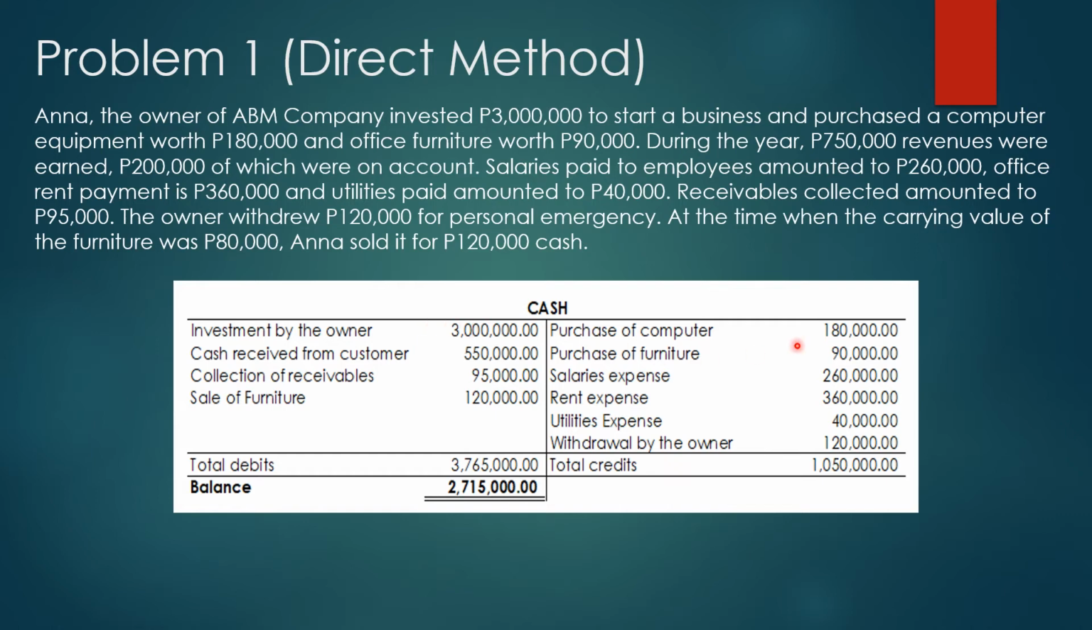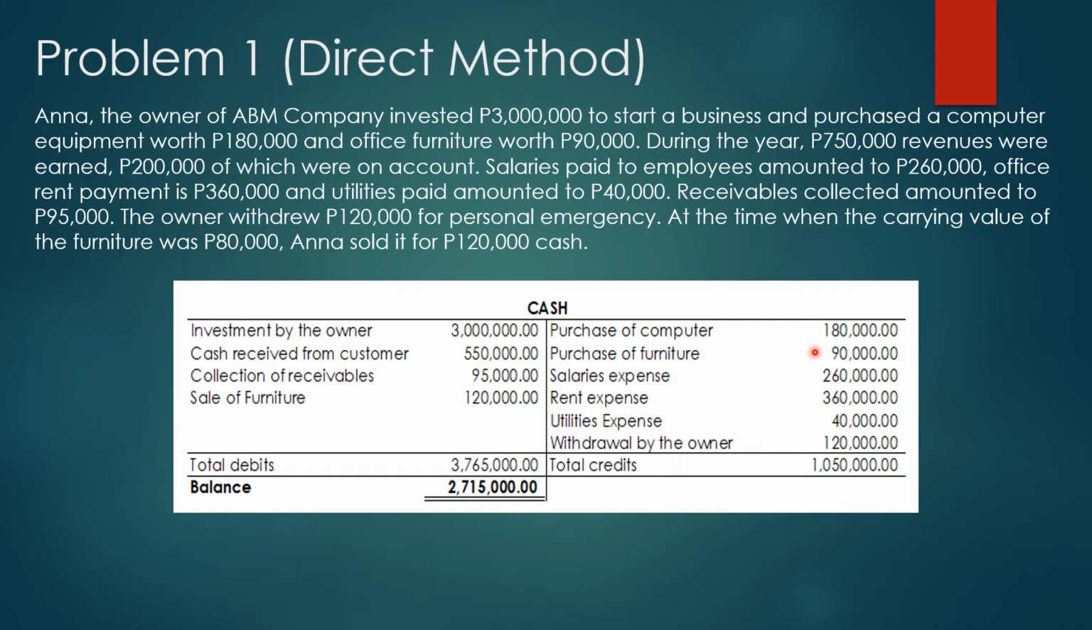Right. Next, purchase a computer equipment worth 180,000. So, purchase daw, ayan, 180. So, again, bumili ka. So, kung bumili ka, nagkaroon ka ngayon ng cash outflow. Kaya nasa credit side siya. Same with the office furniture worth 90,000. So, same din, bumili ka rin, 90K.